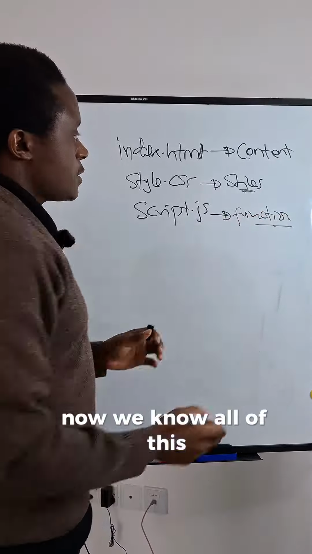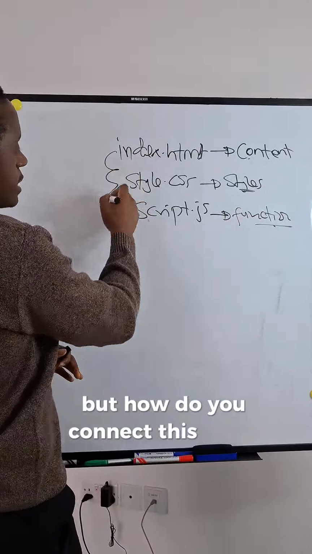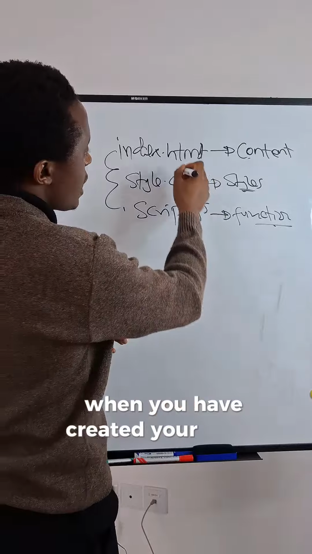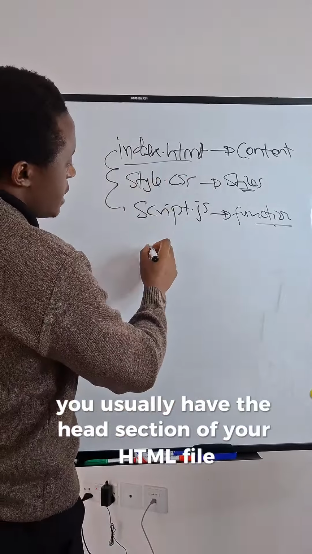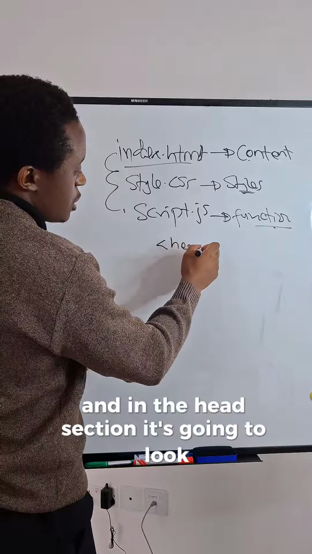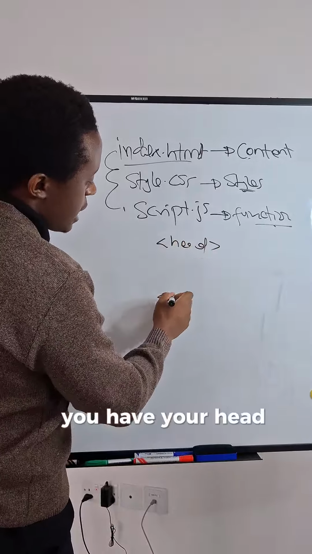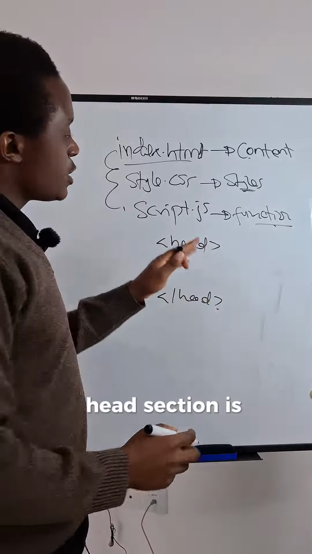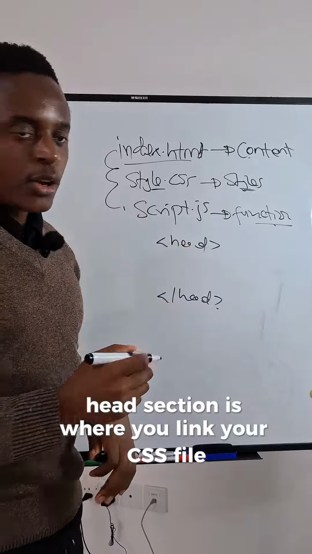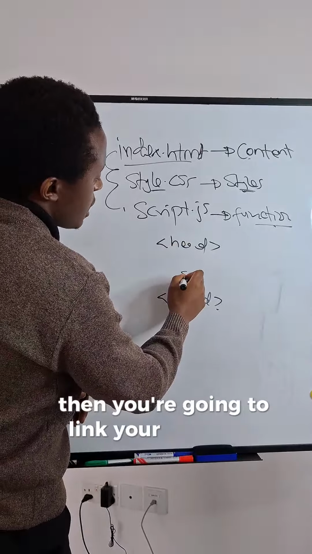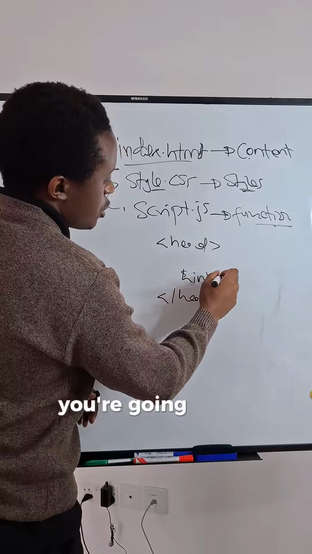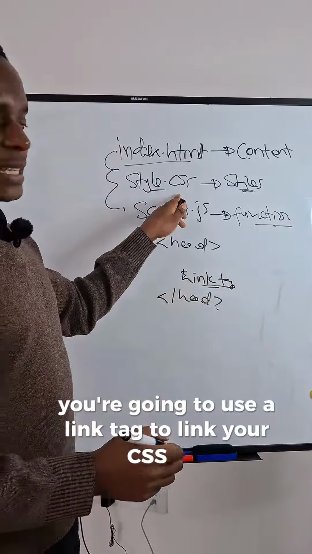Now, we know all of this, but how do you connect these three files? When you have created your HTML file, you usually have the head section of your HTML file. And in the head section, it looks something like this. You have your head section. Inside of this head section is where you link your CSS file. What you do in this case is you're going to use a link tag, and then you're going to link your CSS file. Let me just write here, you're going to use a link tag to link your CSS file.